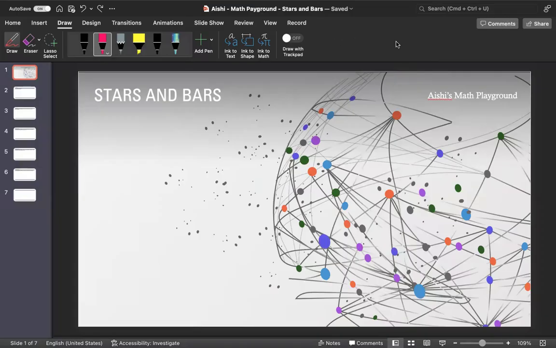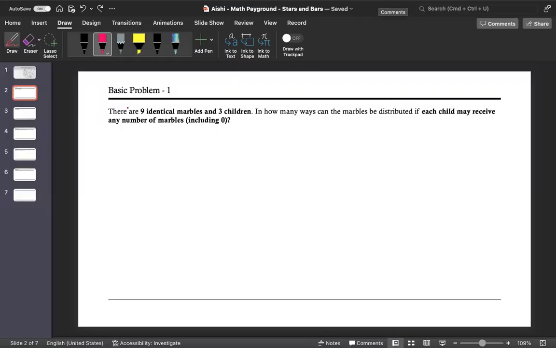First question. There are 9 identical marbles and 3 children. In how many ways can the marbles be distributed if each child may receive any number of marbles, including 0?